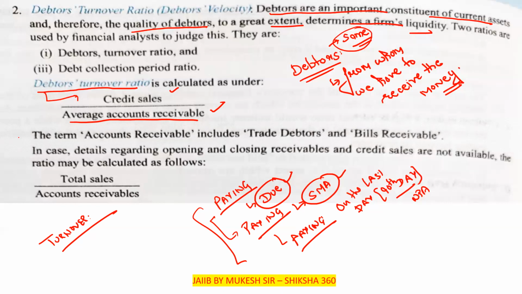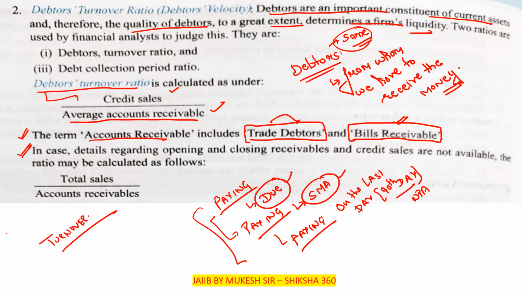The term accounts receivable includes trade debtors and bills receivables. Sometimes they give the data and we have to identify which we have to include under that or not. So please remember that these are the specific terms given in the book. They will definitely ask questions from these things. So accounts receivable includes trade debtors plus bills receivables.